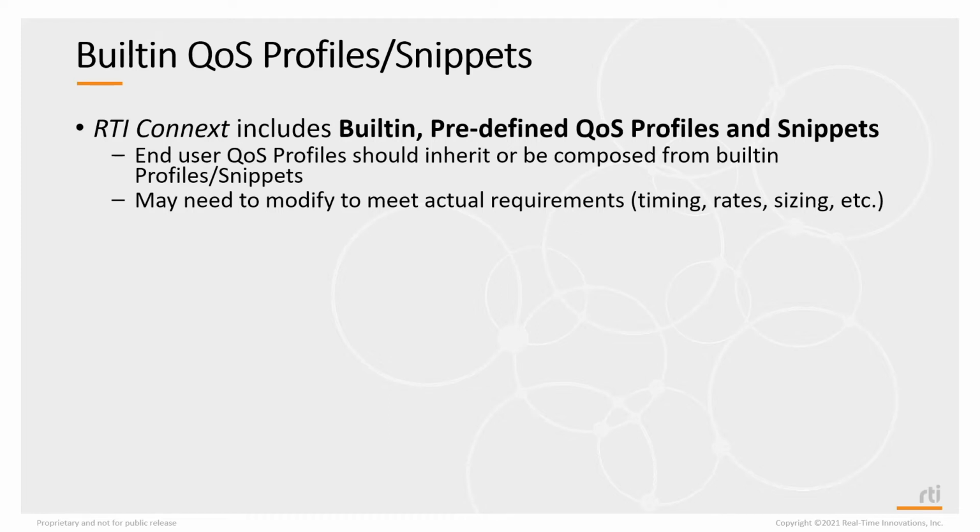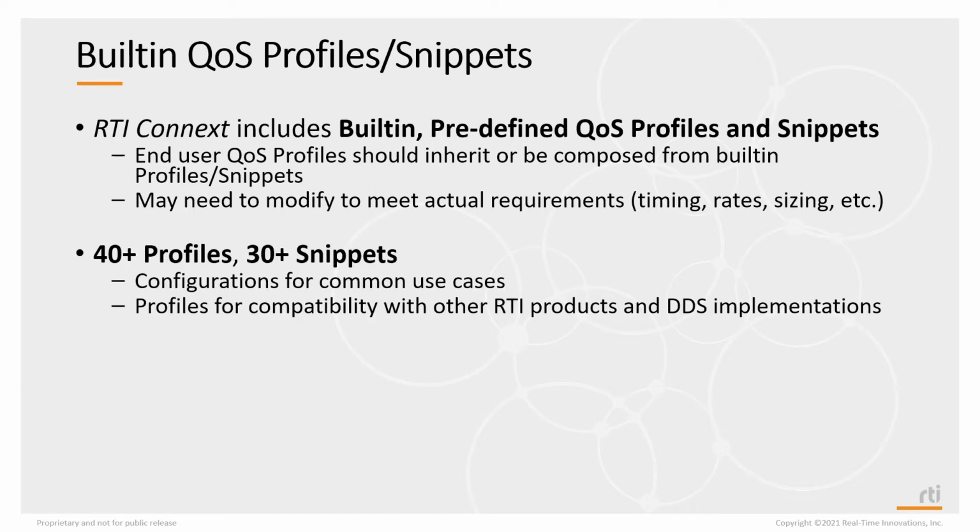Not everyone has the same timing requirements, not everyone has the same data sizes, etc. So you may have to do a tweak here and there. There are over 40 built-in profiles and 30 built-in snippets that you can use. And we hope that these are a configuration for common use cases. There are also profiles that we've provided so that you can be compatible with our other RTI products or other versions of our product, as well as other DDS implementations.